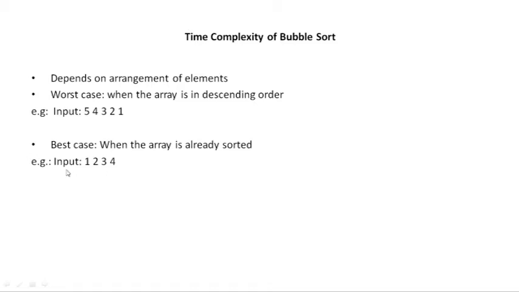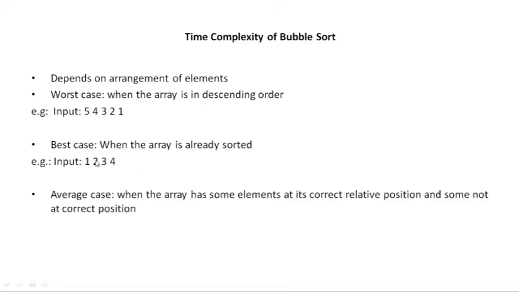And if there is even a single swap, then there will be more passes. So to ensure that there is no more pass, the elements should be sorted, and if there is no swapping of elements, then it will not take more time.